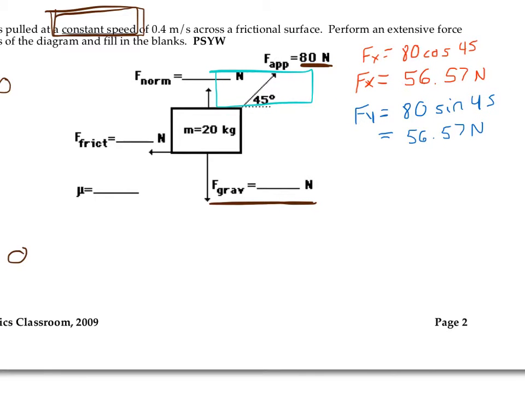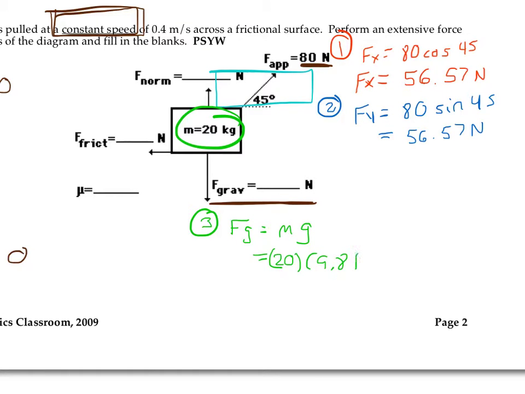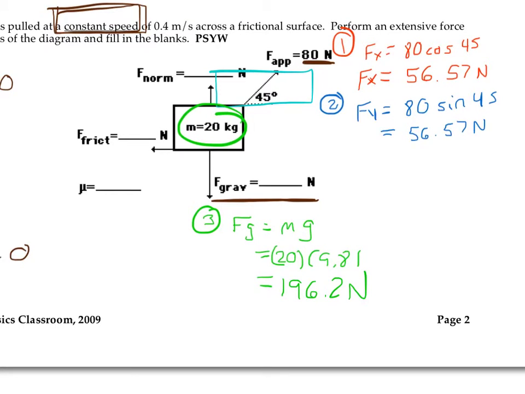Okay, so if we have to name our steps, we could call this step 1, we can call this step 2, and now if we were to have to solve this, we can do step 3 by finding the force of gravity. The force of gravity is simply the mass times the gravity. They give us the mass, so we just know that the force of gravity is 20 times 9.81, which gives us 196.2 newtons.